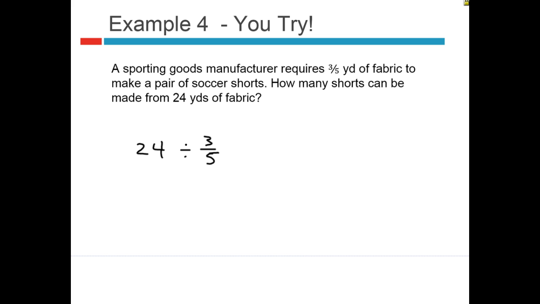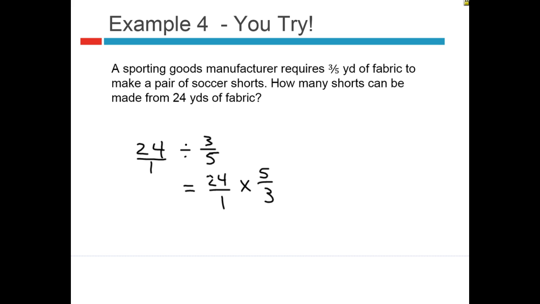Now, here again, we have a whole number and a fraction, so let's make them both fractions by placing the 24 over 1. And now, if we are going to divide two fractions, we can invert the second fraction and multiply these values together. So this expression is equivalent to 24 over 1 times 5 over 3.